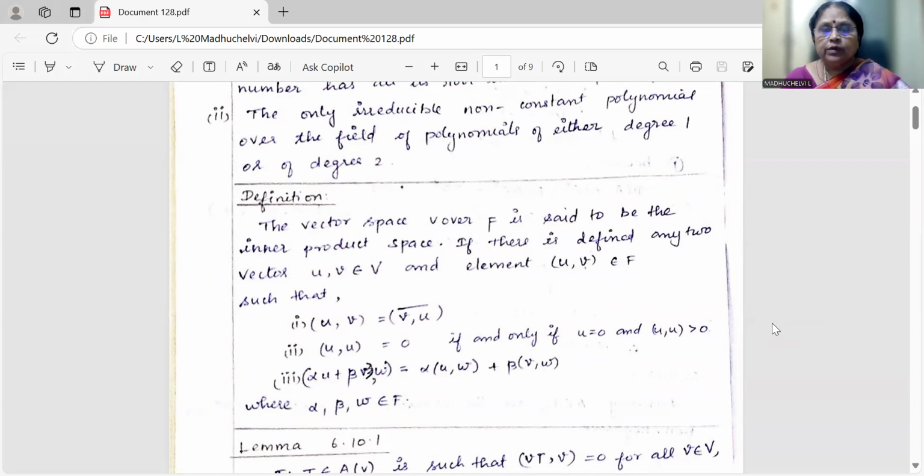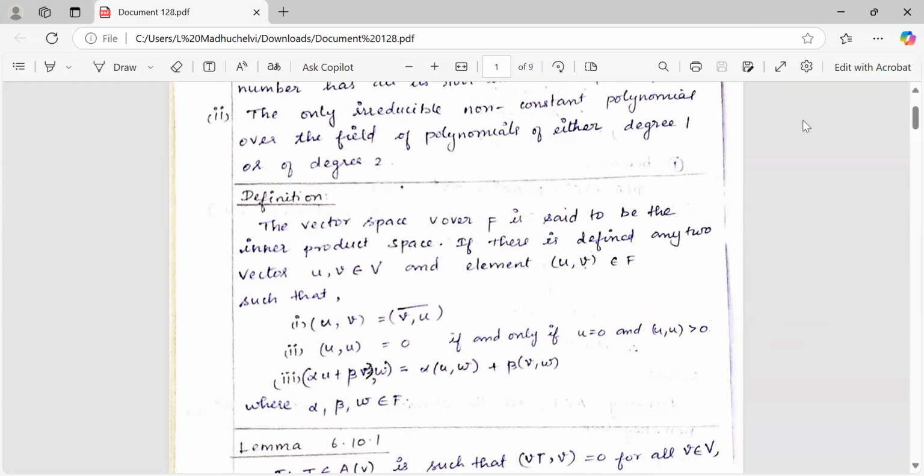The vector space V over F is said to be an inner product space if for any two vectors u, v belonging to V, there is defined an element, the inner product (u, v), belonging to F such that (u, v) equals the conjugate of (v, u), the inner product (u, u) equals 0 if and only if u equals 0, and (u, u) is greater than 0 otherwise. Also, the inner product (alpha u plus beta v, w) equals alpha (u, w) plus beta (v, w), where alpha, beta belong to F and w belongs to V.